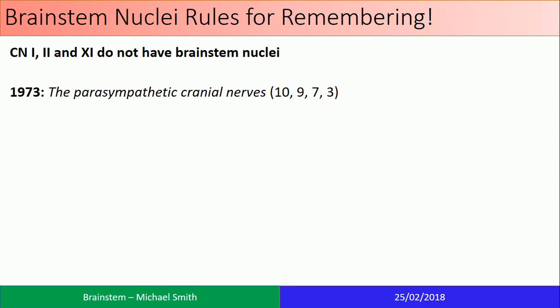The parasympathetic cranial nerves can be remembered by the number 1973, where you have to remember that cranial nerve 10 is the one at the start. And similarly, 1972 is the way of remembering the clotting factors in the coagulation cascade which are vitamin K dependent. So that's two things that you don't want to get confused, but if you remember one, it's easier to remember the other.